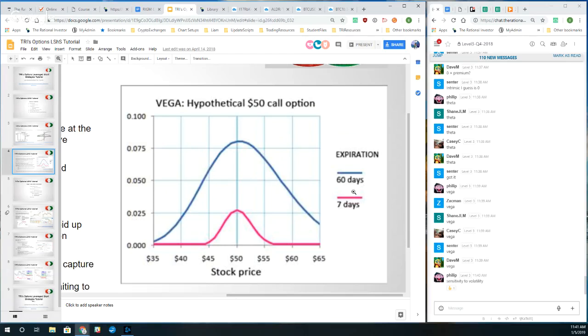Somebody give me some love in here. What do you think? Does it make sense that the Vega will be greater with the more time you have on your option?